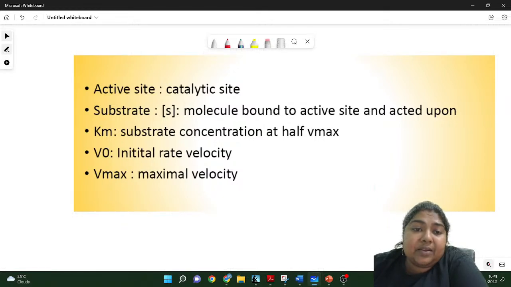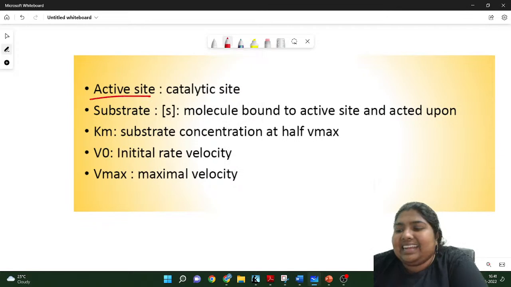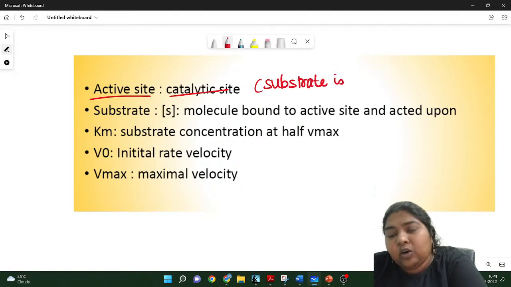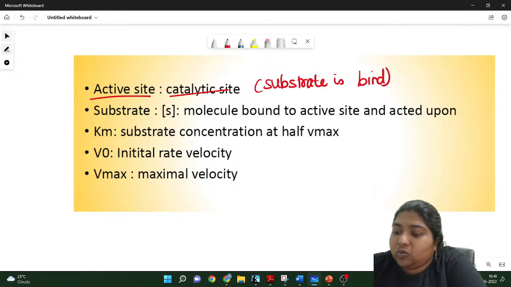So this is called the active site. What is going to be the active site? The active site is the catalytic site. It is the exact region where your substrate is going to bind. Correct? The exact region where the substrate binds is what is called the active site. So it is the site where the substrate is going to bind.